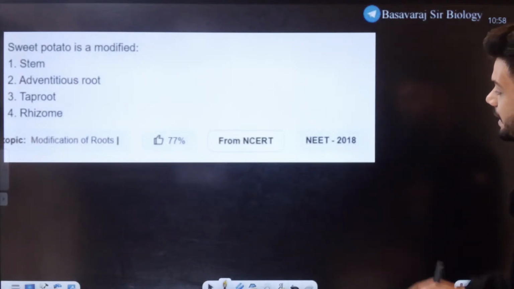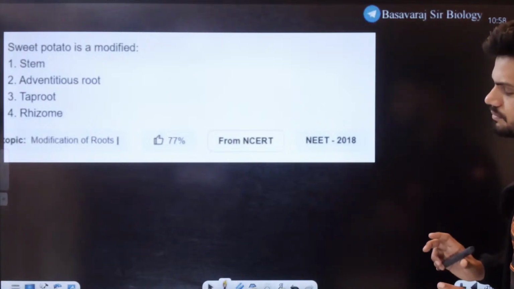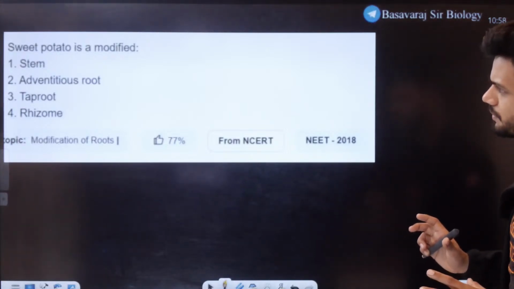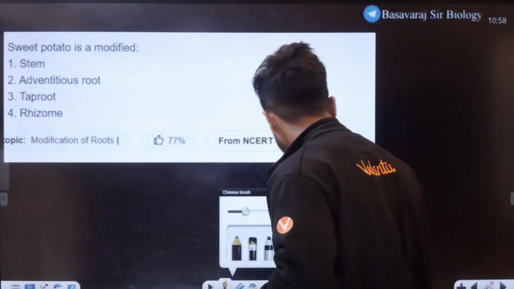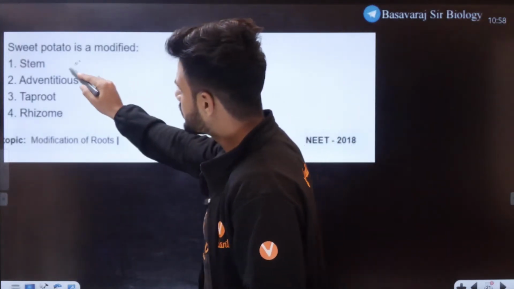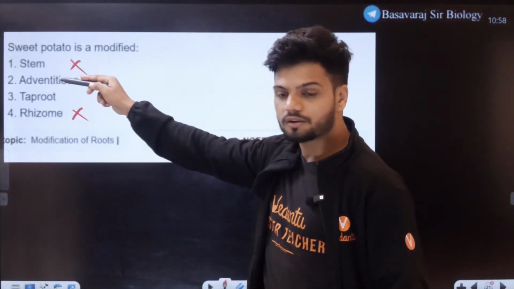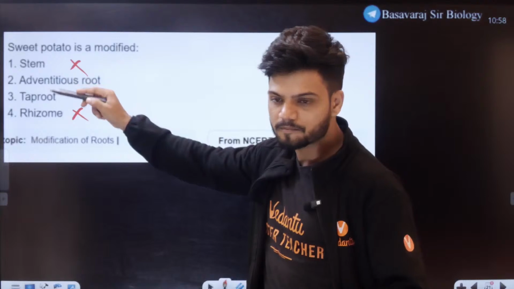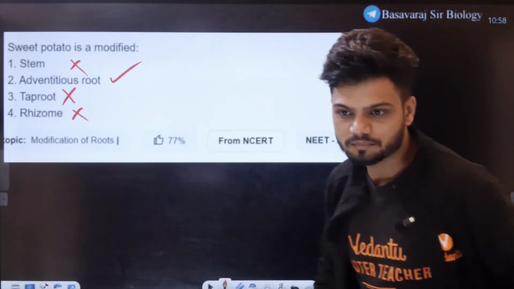Look at this question, students. This is a question from NEET 2018. Sweet potato is a modification of... Very cute question, no? Sweet potato is a modification of stem? Obviously, it is not stem. It is not rhizome. You will get confused between taproot and adventitious root. But if you're my student, you'll say taproot is gone, adventitious for the win.